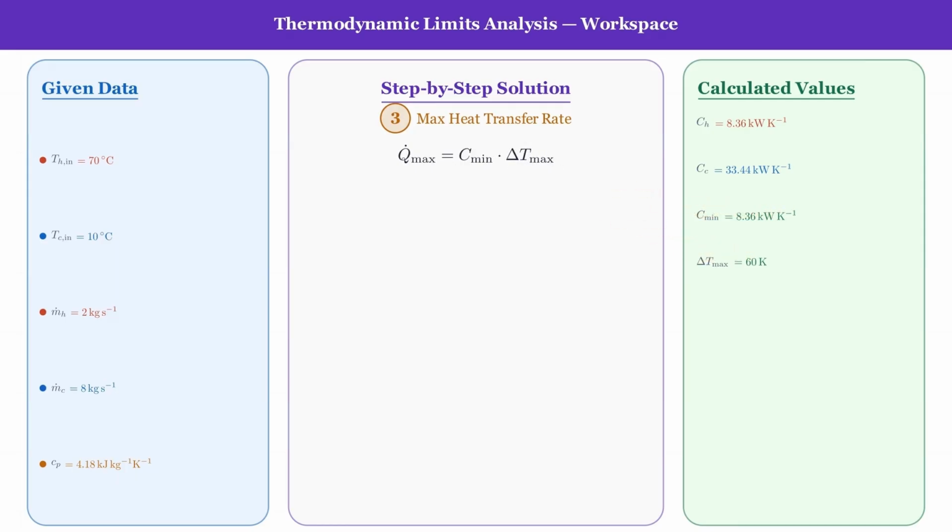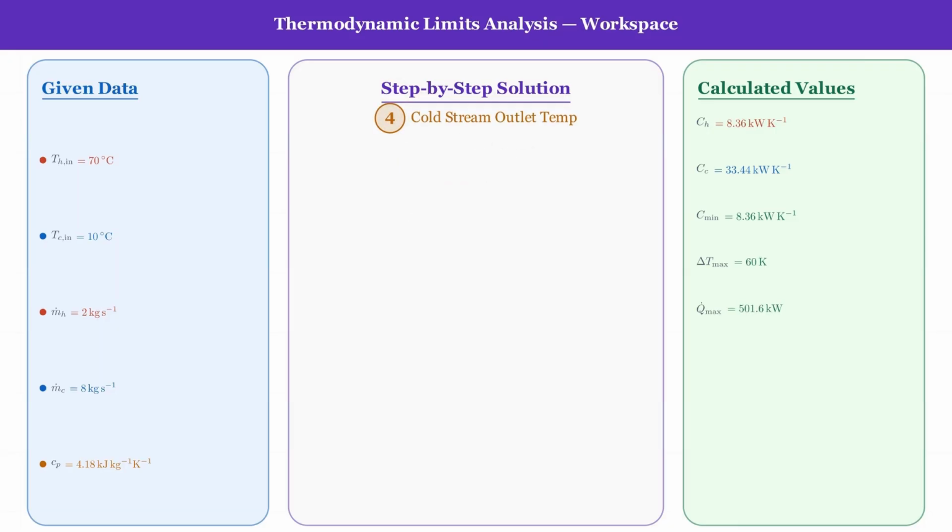8.36 kilowatts per Kelvin multiplied by 60 Kelvin. Q dot max equals 501.6 kilowatts. Over half a megawatt of heat transfer. This is the absolute ceiling imposed by thermodynamics on this particular system, regardless of how large the heat exchanger is made. No physical device, however well designed, can exceed this value for these inlet conditions and flow rates. It is a hard limit, set not by engineering, but by the second law of thermodynamics.